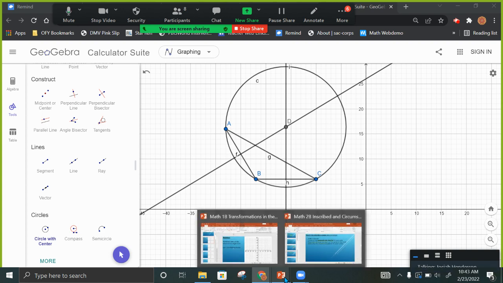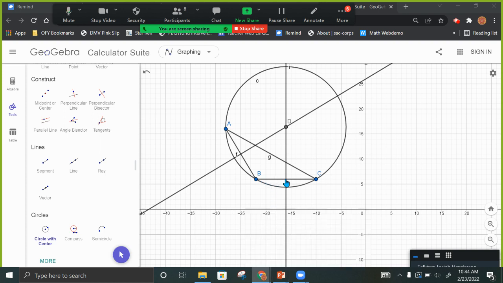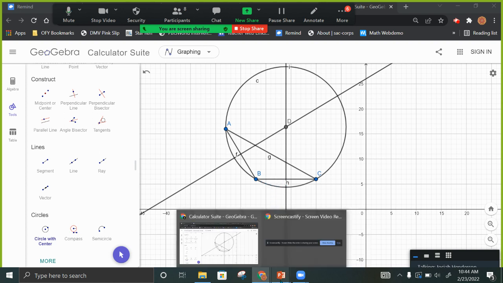Any questions on this circumscribed circle in GeoGebra? Process is the same, but we're not doing angle bisectors. We're doing perpendicular bisectors of sides.